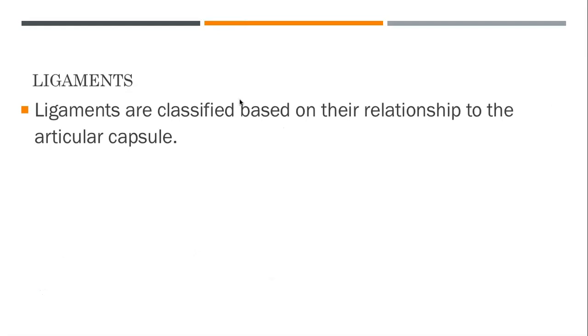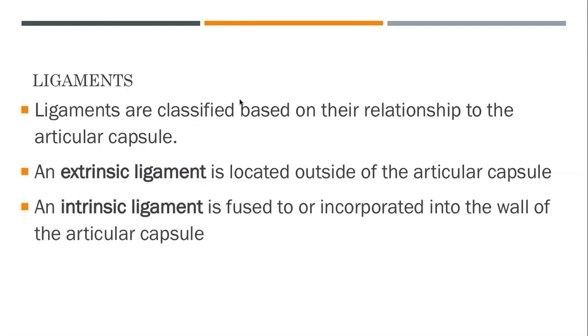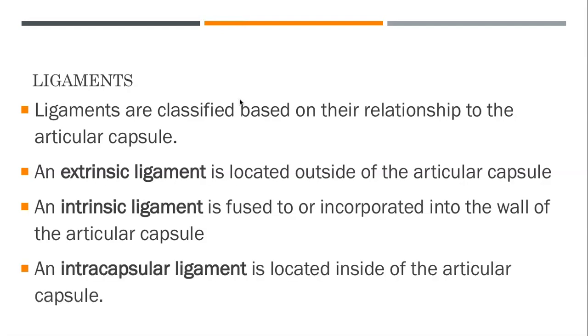Ligaments are classified based on their relationship to that articular capsule we just talked about. So an extrinsic ligament is located on the outside of the articular capsule. An intrinsic ligament is fused to or incorporated directly into the wall of that articular capsule. And then an intracapsular ligament is located inside of the articular capsule.